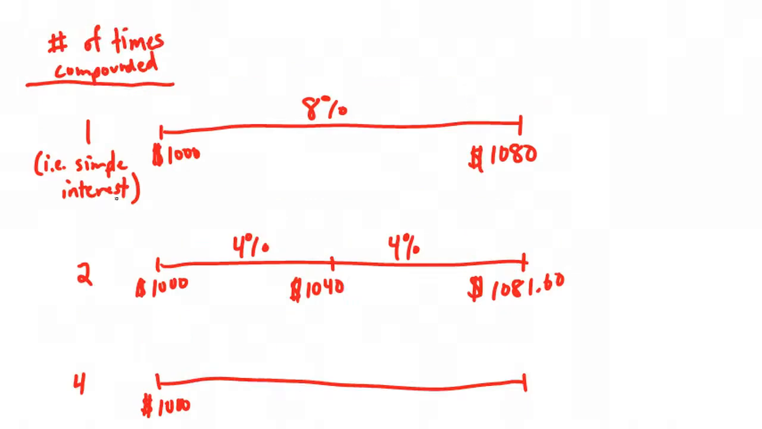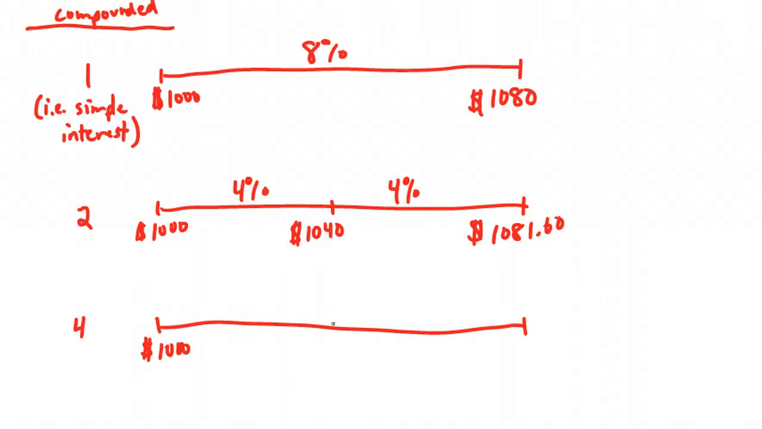Let's suppose we compounded 4 times per year. Basically every 3 months, you would take 2%. We'd be compounding quarterly. Up here this is compounding semi-annually. Well, at the end of the first 3 months, you'd have $1,020. Basically take 2% of 1,000, add it to 1,000, you get this. Or another way of doing it is multiply 1,000 by 1.02.